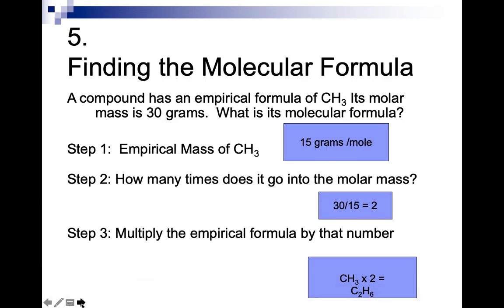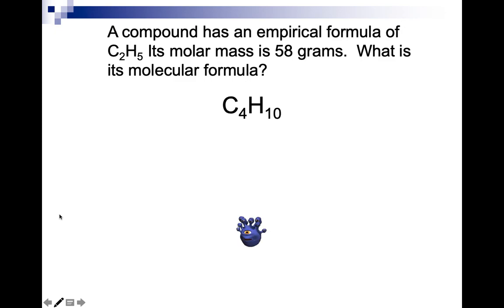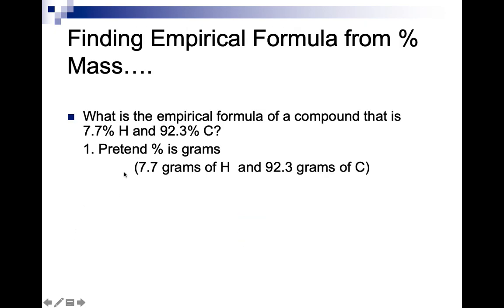Okay, let's try another one. So what about this one? A compound has an empirical formula of C2H5. Its molar mass is 58 grams. What is the molecular formula? So I'm going to try to solve this one for you here.